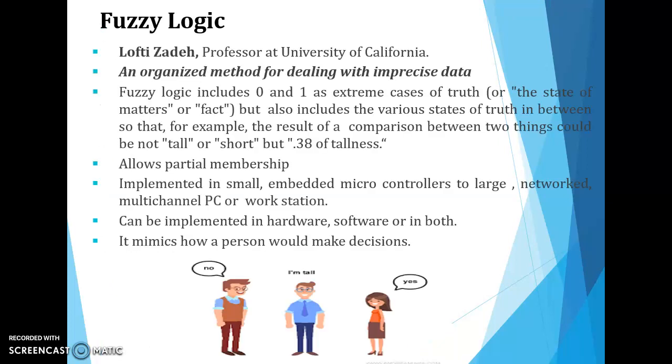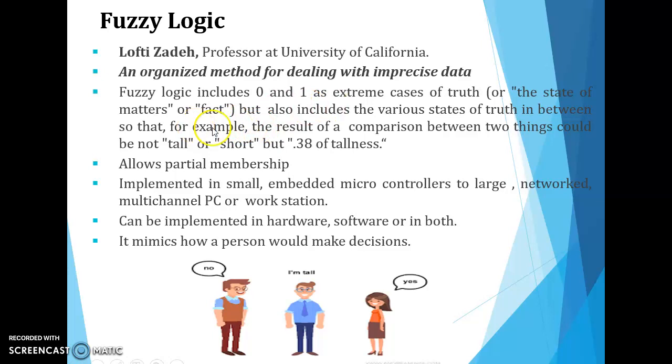Next component is fuzzy logic. The professor who coined soft computing, the same Professor Zadeh, coined fuzzy logic also. He was a professor at the University of California. It is an organized method for dealing with imprecise data. Fuzzy logic includes the zero and one as the extreme cases of truth, but also includes the various states of truth in between 0 and 1.